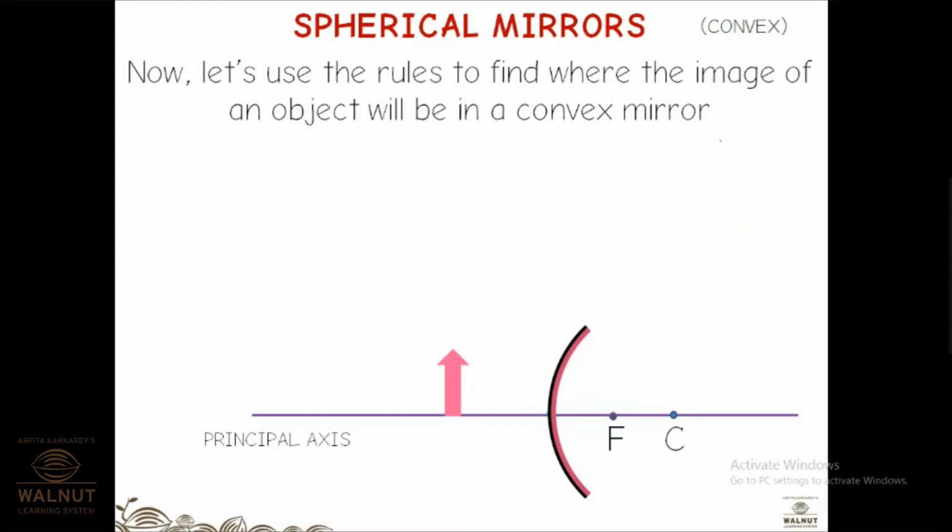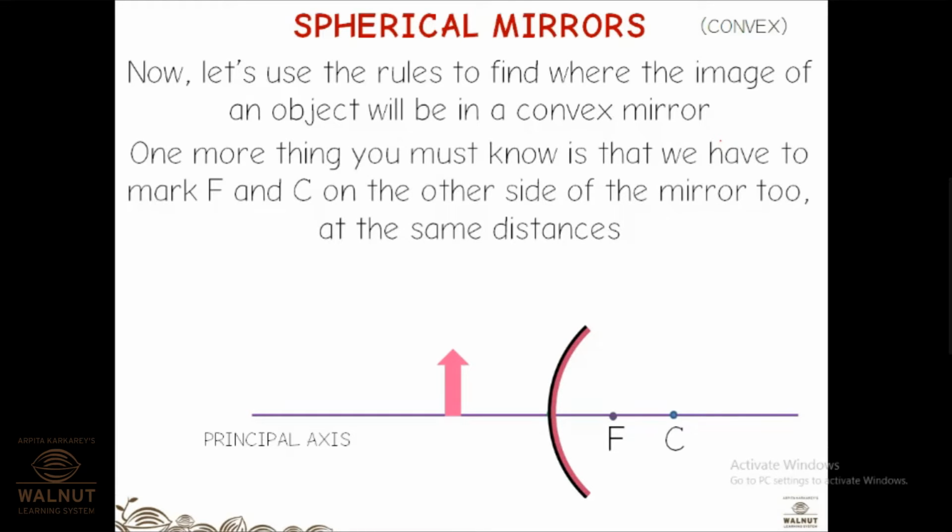Now let us use the rules to find where the image of an object will be in a convex mirror. Now we are going to see how images are formed with the help of convex mirror. One more thing you must know is that we have to mark F and C on the other side of the mirror too at the same distance. So F, and here we will mark C. I hope everybody knows the initials. This is center of curvature, this is focus, this is pole, this is focus, this is center of curvature.